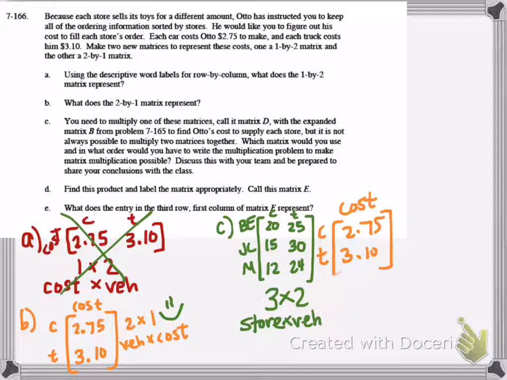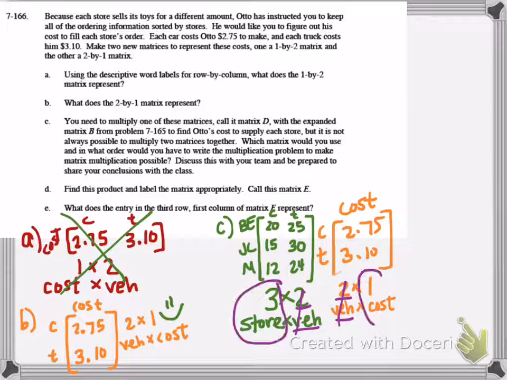Okay, so what that tells me is I'm going to have, when I'm all done, since I'm multiplying here, a 3 by 1 store by cost matrix. So when I'm all done multiplying here, I'm going to know the cost that it costs to fill the order for each store. Okay, so go ahead and pause, do that multiplication, get yourself a 3 by 1 matrix, and play when you're ready.